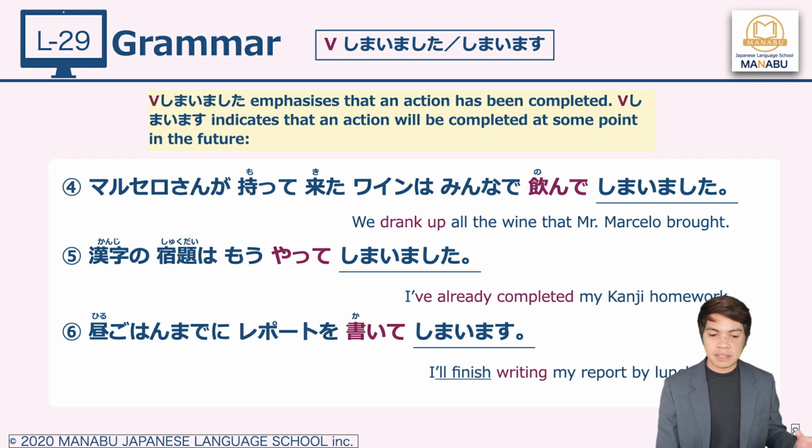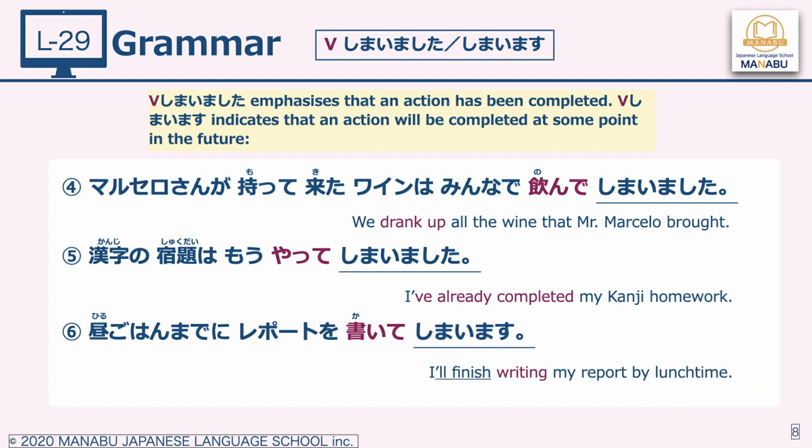Okay, non de shimaimashita. Another example, number 5, kanji no shukudai wa mo yatte shimaimashita. So this is from the verb yarimasu. Yarimasu means to do something. So when we say kanji no shukudai wa mo yarimashita, I already did my homework, but it doesn't mean that the action is already completed. When we say yatte shimaimashita, it emphasizes that the action has been completed.